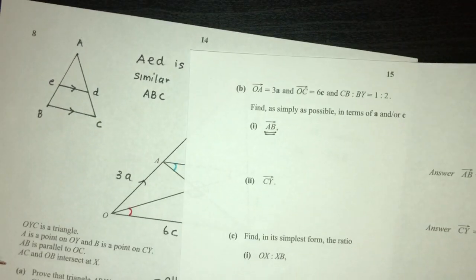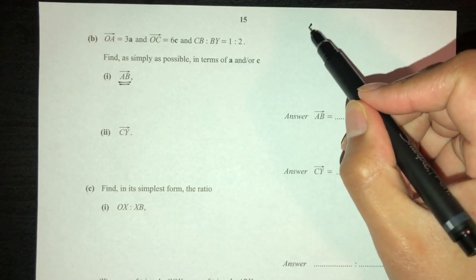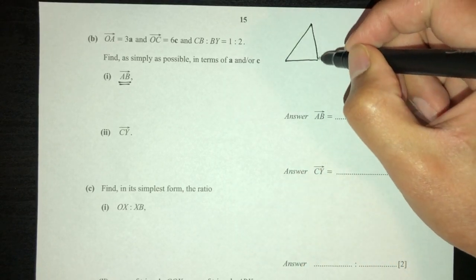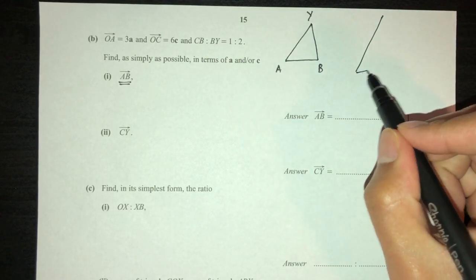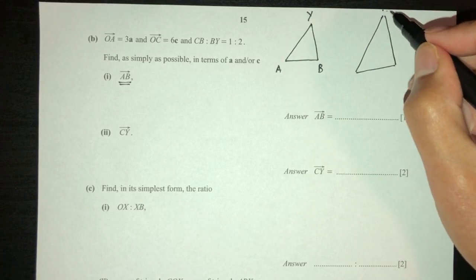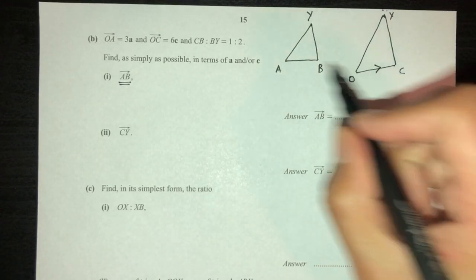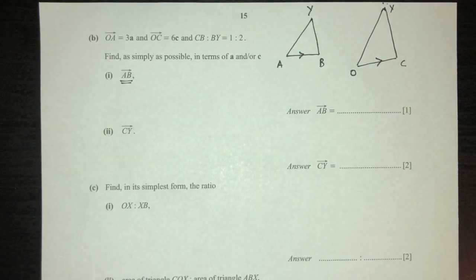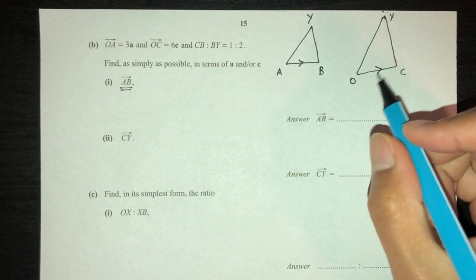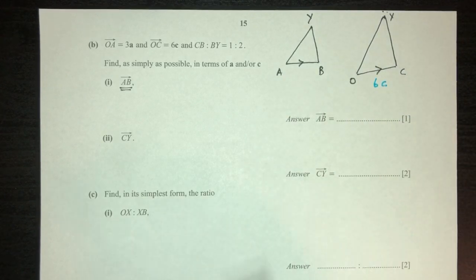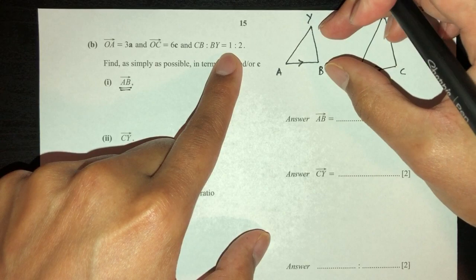So let's first draw something so we can understand what we are looking for. Let's take out the triangle. So we have YAB, for example. That's my Y, this is my A, and this is my B. And I have the big triangle, right? This is my Y, and this is my C, and this is my O. These two are parallel with each other. Now, I have to find AB that we don't know, but we know that these two triangles are similar, right? So OC is given to us as 6c, and the ratio of CB and BY is 1 to 2.